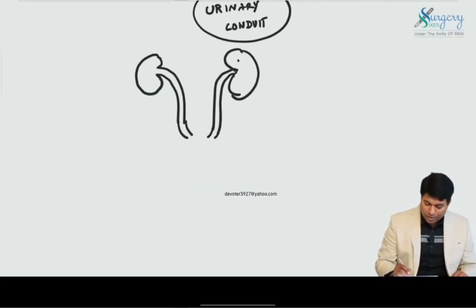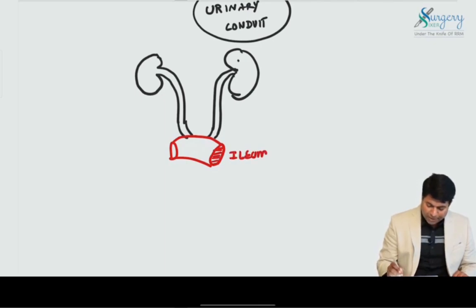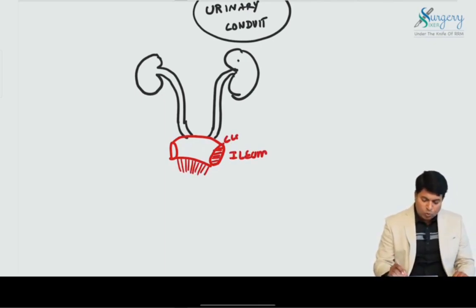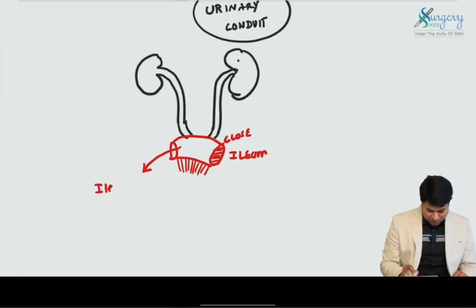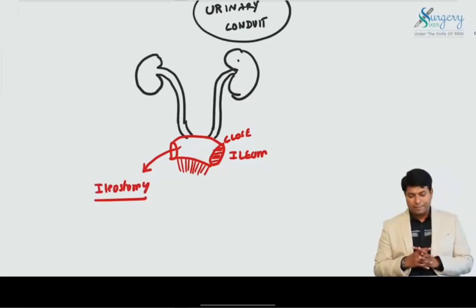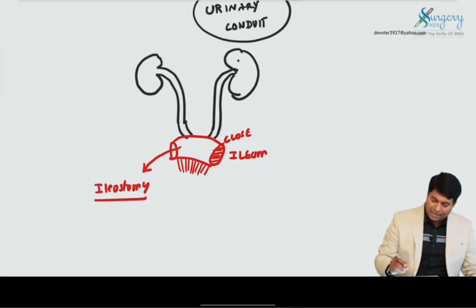So the commonly used conduit is, I will take a well vascularized loop of ileum. The ileum will be taken with its blood supply, the mesentery will be preserved. I will close one side and the other side will be kept as an ileostomy. This is what is commonly done. 95% of the surgeons do this only. So please remember, 95% of the surgeons will implant the ureter into the ileal conduit.